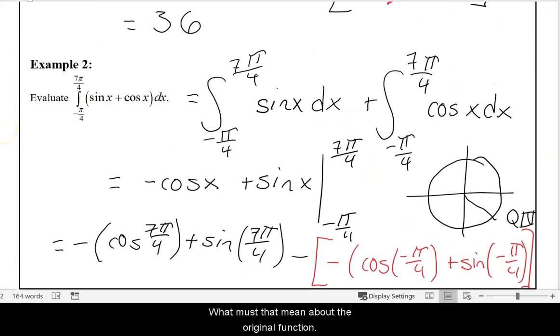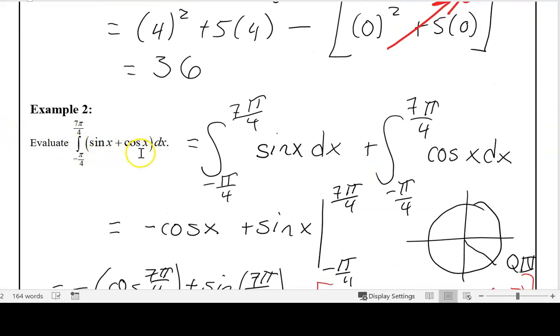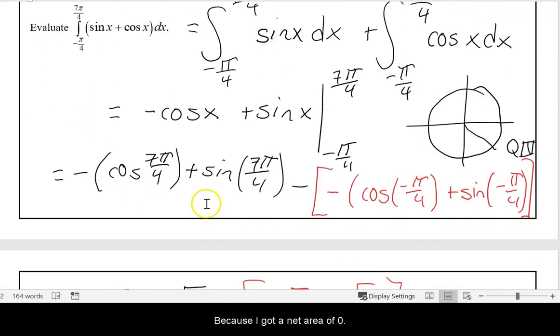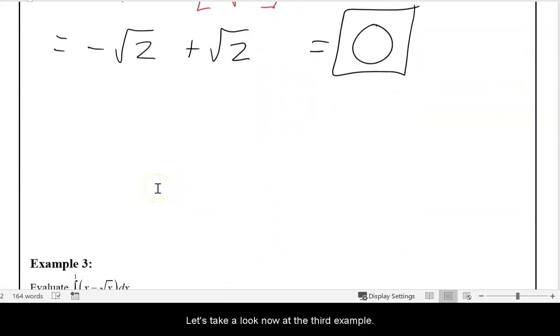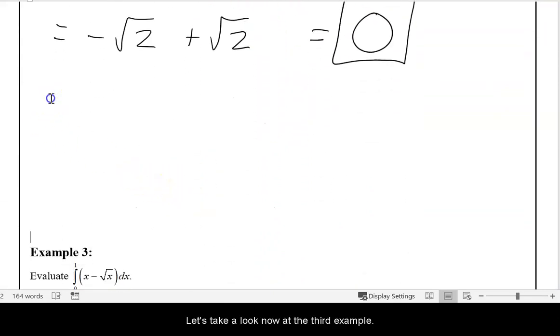What must that mean about the original function? It must mean that when I add sine and cosine and restrict it to this closed interval, that half of the area is above the x-axis and half of the area is below the x-axis, because I got a net area of 0. Let's take a look now at the third example.